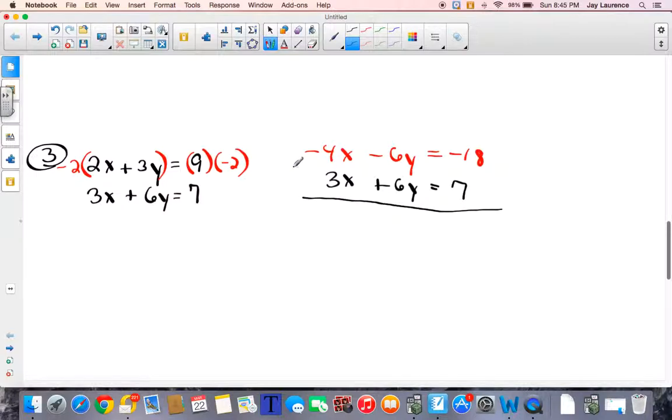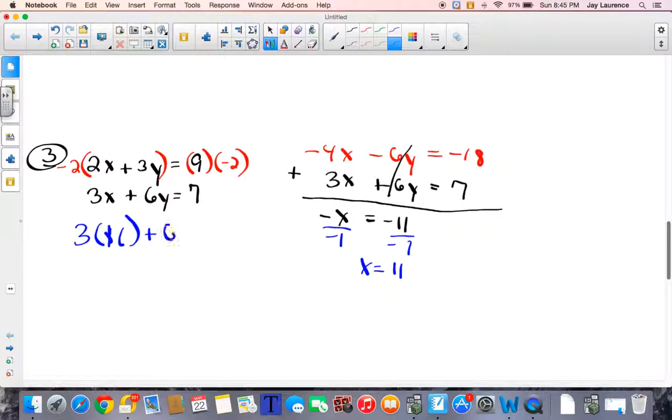All right, I'm going to add these two equations together and get a -x. Those cancel. I'm going to get a -11. Now I'm going to divide by -1, and x is going to equal 11. I think I'll plug x into the second equation here. Oops, 3 times 11 plus 6y equals 7. 33 plus 6y equals 7.